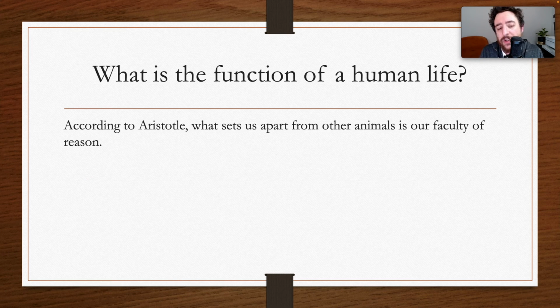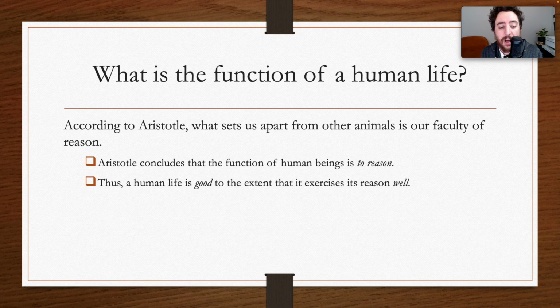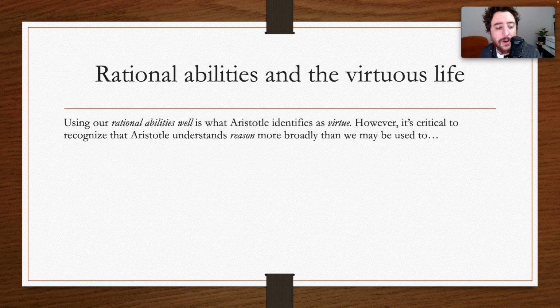According to Aristotle, he thinks that what sets us apart from other animals is our faculty of reason. We don't just perceive the world around us and act intuitively as a response to stimuli. We can reason about the world around us and make plans for the future. We can consider arguments, go through premises to conclusion. And he thinks this differentiates us from other animals. And Aristotle thereby concludes that the function of a human being is to reason. Thus, a human life is good to the extent that it exercises its reason well.